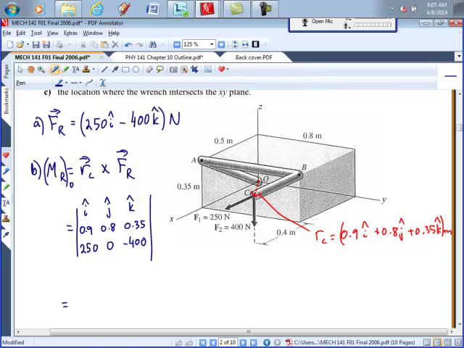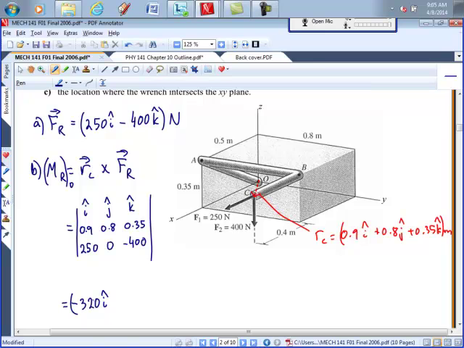All right, so to find the x component, we would put our finger over the first row. We're going to do cofactor expansion along the first row. So we put our finger along the first column and the first row, take the determinant of what's left. So it'd be 0.8 times negative 400, negative 320 I hat.